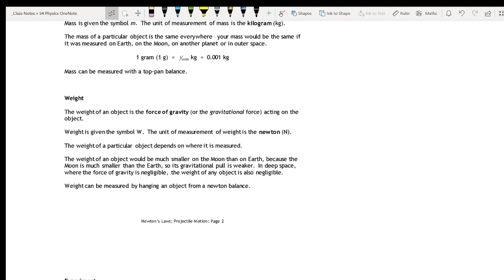The weight of an object would be much smaller on the Moon than on Earth, because the Moon is much smaller than the Earth, so the gravitational pull is weak. In deep space, where the force of gravity is negligible, so where you can basically ignore it, the weight is also pretty much zero. But that only happens in really deep space. Weight can be measured by hanging an object from a Newton balance.